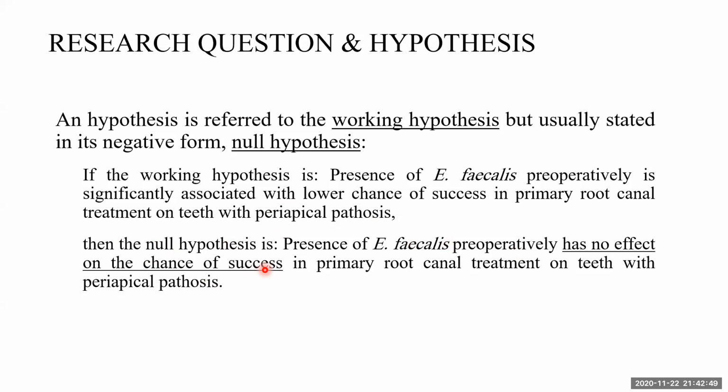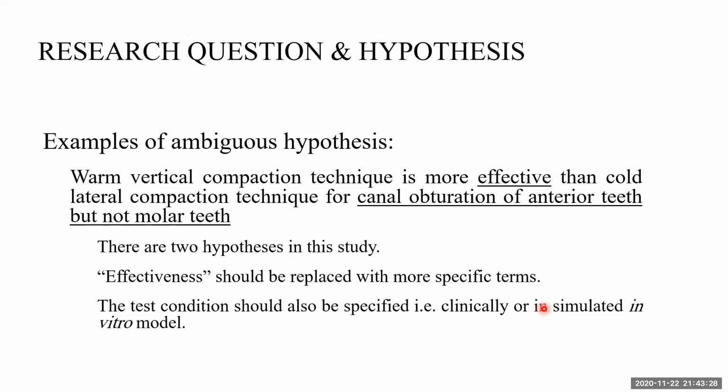So the hypothesis should be null, in the middle of the scale. Either you reject it or you approve it. This is something related with the statistics as well. If you see the statistics, there are two-tailed statistics and there is one-tailed statistics. So by putting the null hypothesis, you can reject it or accept it. So: presence of E. faecalis preoperatively has no effect on the chance of success. And then you have the mission to prove that or reject that, in primary root canal treatments on teeth with periapical pathosis.